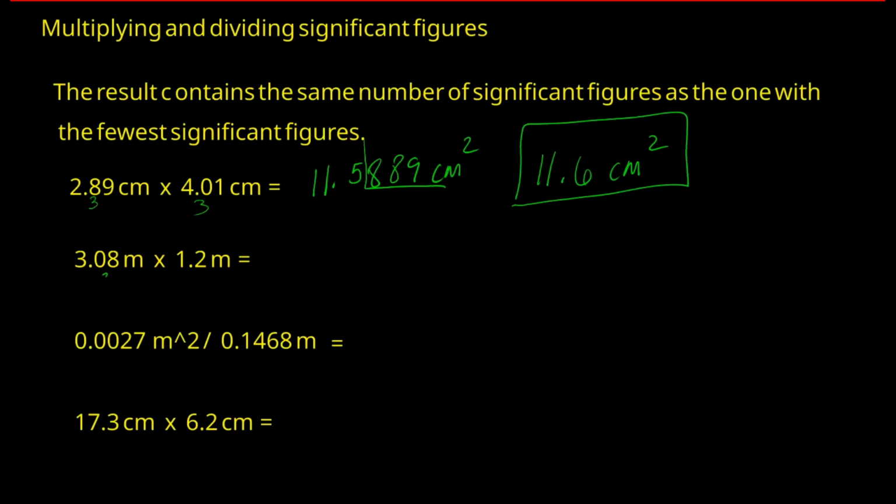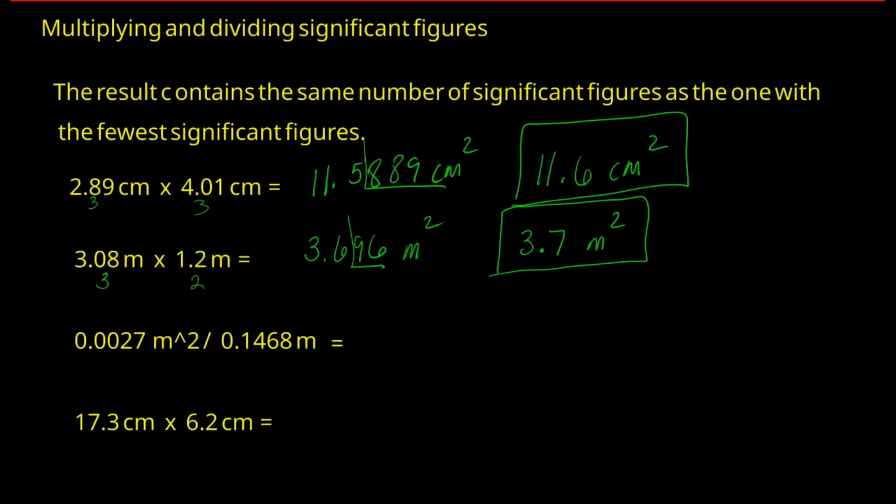Okay, I have 3 sig figs and 2 sig figs, so I know my answer can only have 2 sig figs. So if I multiply these, I get 3.696 meters squared. And since I'm allowed only 2 sig figs, I look at this, which is greater than 5. So it's going to be 3.7 meters squared. Okay, the next one is a division problem.